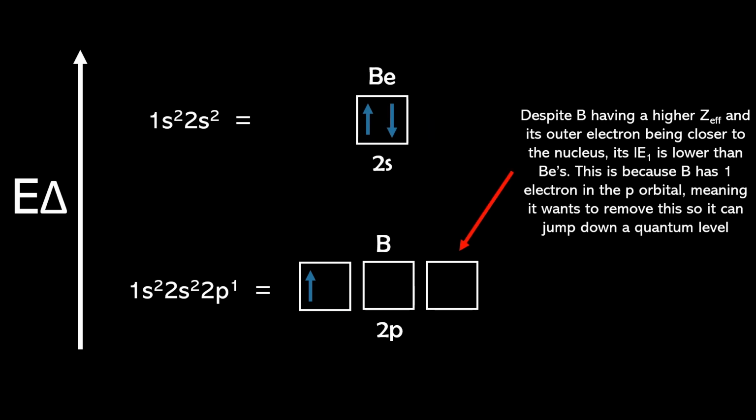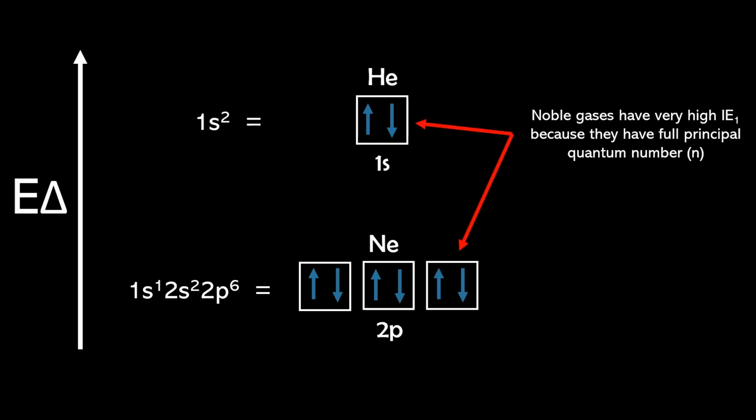Also, electron configurations that have one electron left in the subshell will have less energy because it's energetically favorable to move down a principal or angular momentum quantum number. And electrons with full principal quantum shells have particularly high ionization energy. So, for instance, noble gases have complete valence shells, making it very difficult to remove an electron.